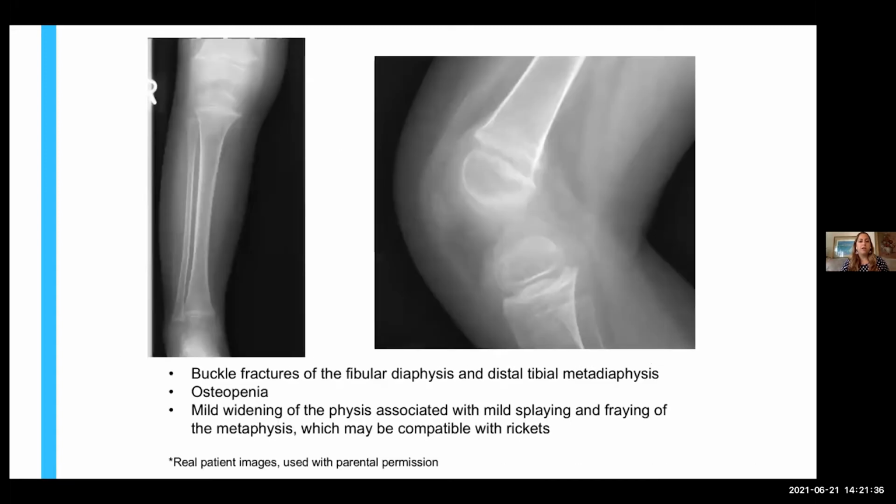And we got some imaging here. We are not radiologists. I don't expect anybody to be able to really interpret these. These are kind of subtle findings. That's why we have radiologists that look at this. But she had buckle fractures of the fibular diaphysis and distal tibial metadiaphysis. They noted osteopenia, so low bone density, and mild widening of the physis associated with findings that are compatible with rickets.